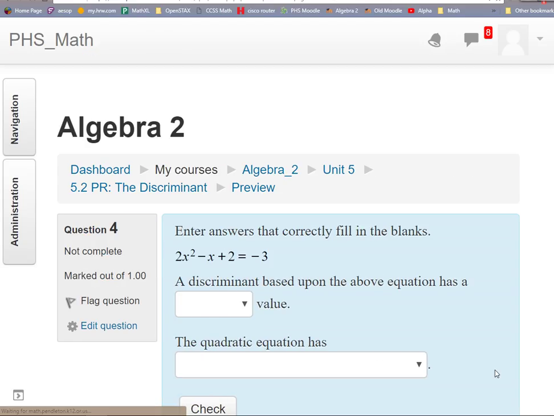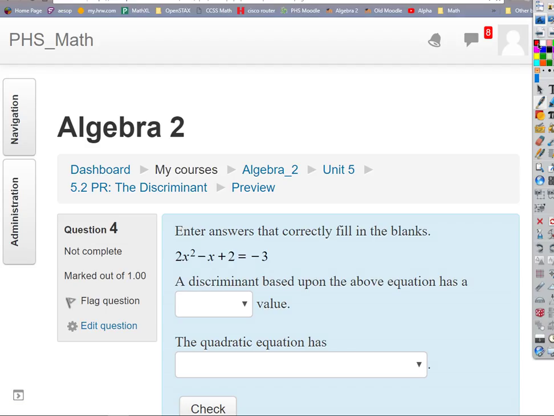Okay, what about that one? What do I have to do there first? Multiply and divide. Oh, wait, no. That's 3. Add 3, right? So I gotta put it in standard form. It's gotta be equal to 0, doesn't it? So this one would become 2x squared minus x plus 5 equals 0.